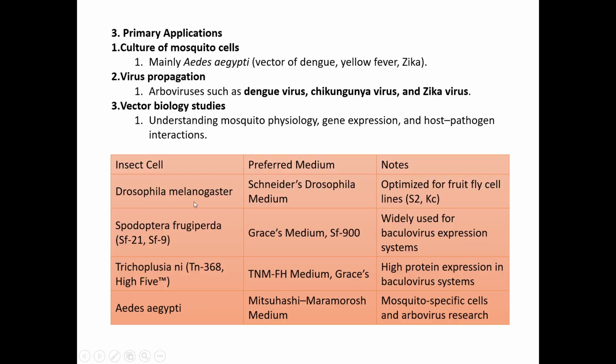This is a table where you can see, like for Drosophila melanogaster, we use Schneider's Drosophila medium, and it is optimized for fruit fly, especially cell lines like S2 and KC. Then for Spodoptera frugiperda, Grace's medium is used for baculovirus expression system, and for Trichoplusia ni, we use TNM-FH medium or Grace's medium. Then for Aedes aegypti, we use Mitsuhashi Maramorosh medium, and this is specifically for arbovirus research in mosquitoes.